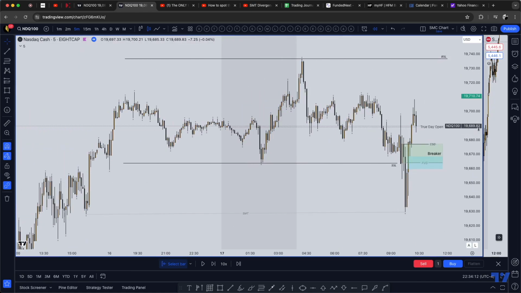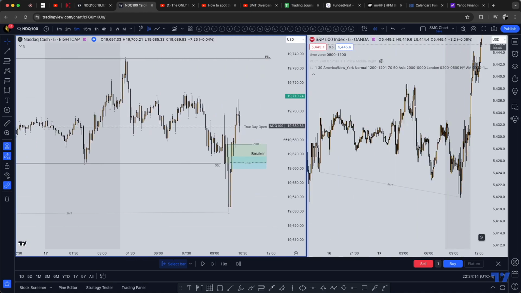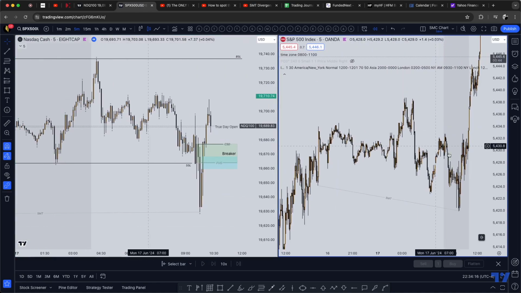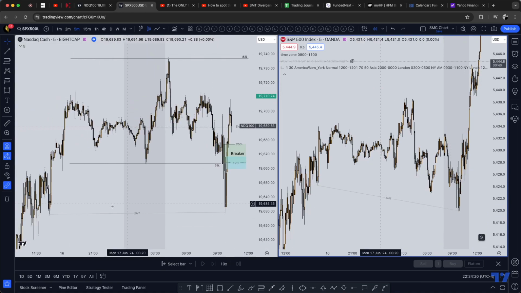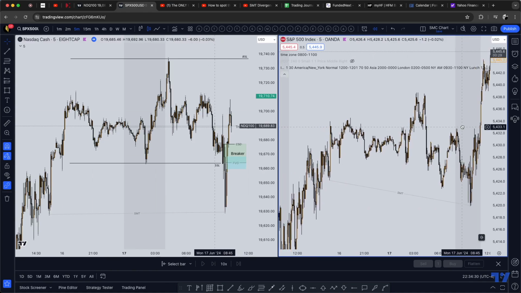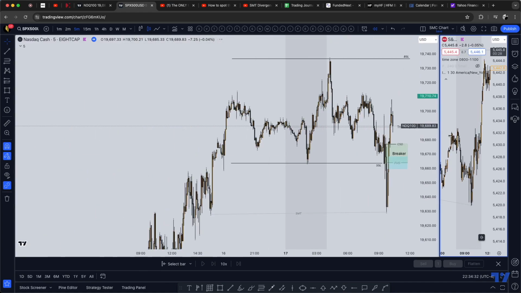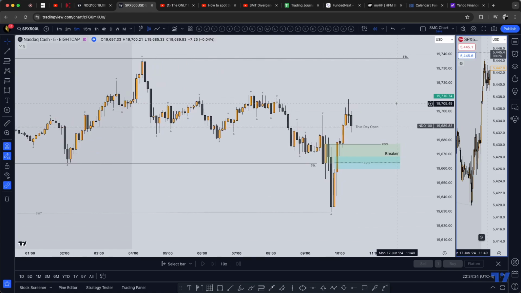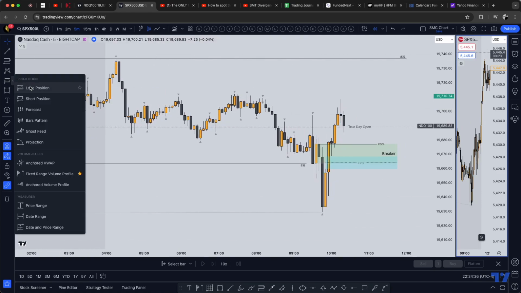What else do we have? Well, we have SMT. This is Nasdaq, right? If I move to the right here, on the right side, this is S&P 500. So what's happening right here is that Nasdaq did not sweep this recent low. S&P 500 did sweep that low. So this is what is known as divergence. Whenever we see a divergence, that means the price may be shifting to the upside.